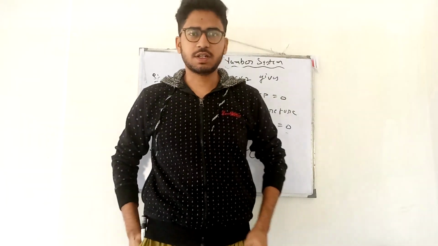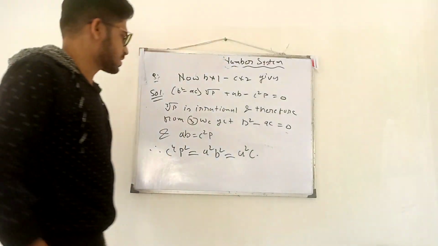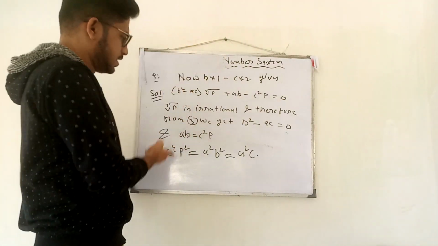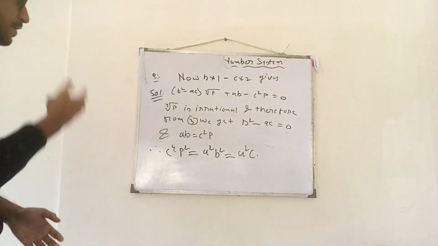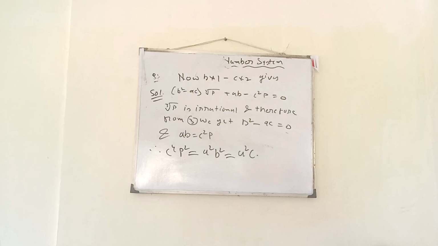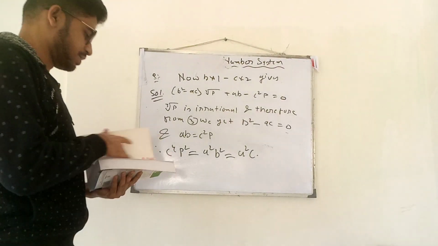This is our continuation of number system. In the previous class we were in this position. Now we have to solve this question, and we have to understand what they're trying to say.